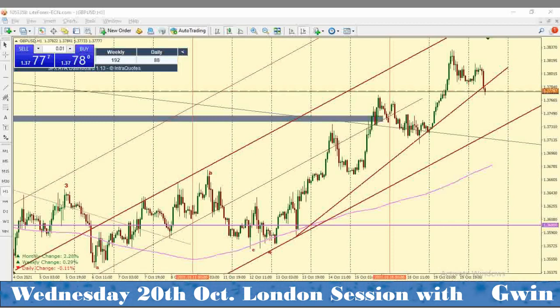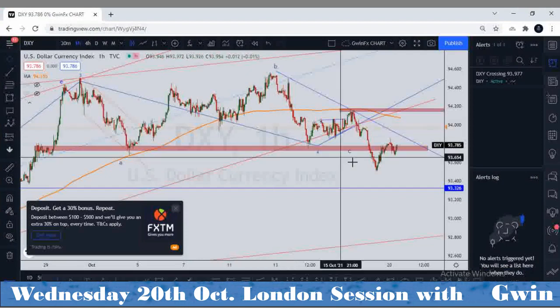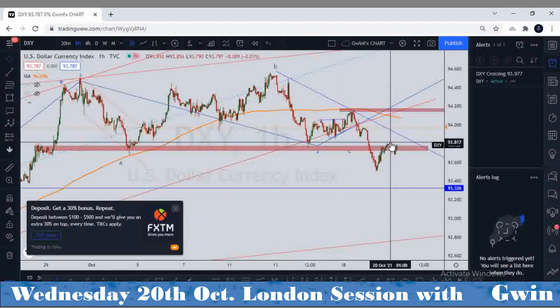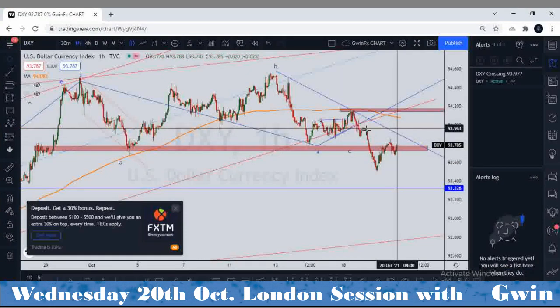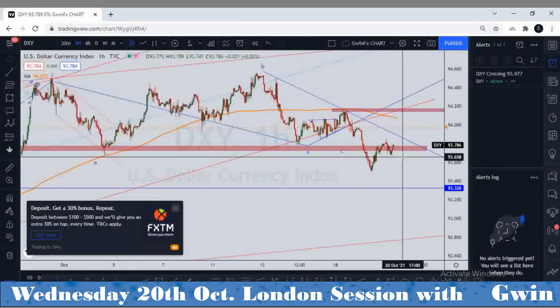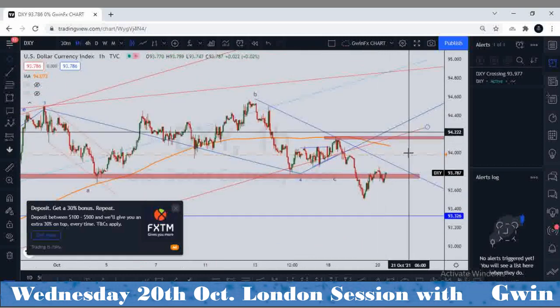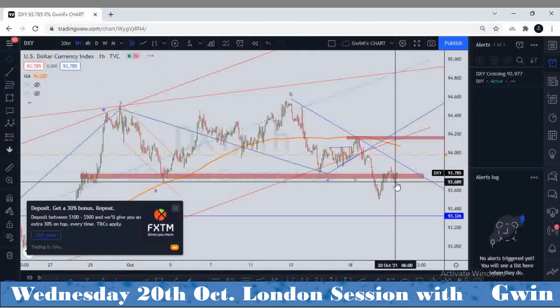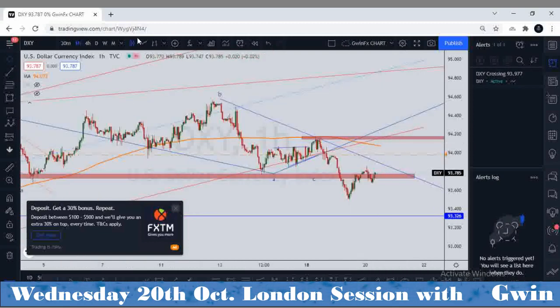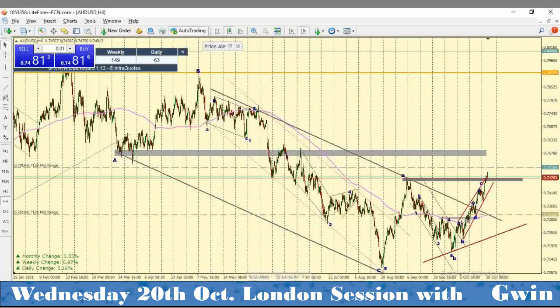Also, taking a look at the DXY. DXY is also making some advancement. As you can see, it's making advancement, but it has key important areas to break before we could be looking at a full reversal and then a continuation to the upside. So it's still making advancement, but key areas need to be taken out before it could turn into a complete reversal.